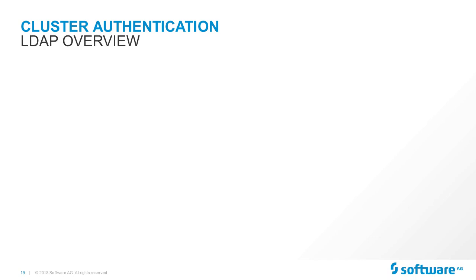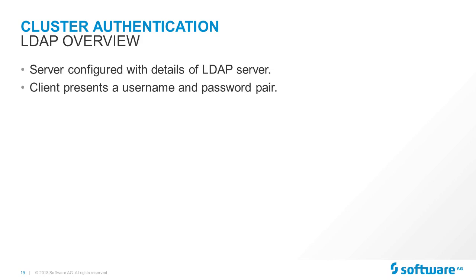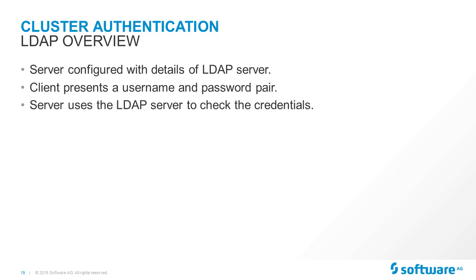So for configuring LDAP, we configure the server with details of the location of the LDAP server and how to connect to it and use it. The client again presents a username and password pair. And when the server receives the username and password, it sends that information off to the LDAP server to check those credentials.